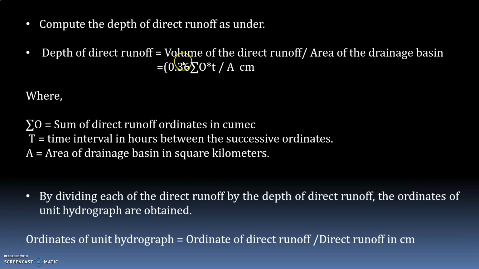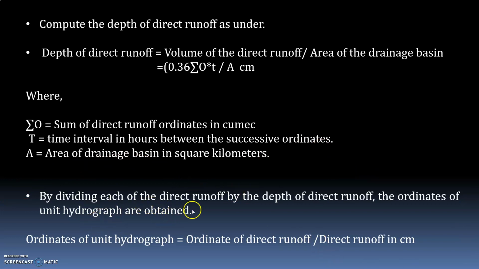Depth of direct runoff is equal to volume of the direct runoff divided by area of the drainage basin, that is equal to 0.36 into summation of O into T divided by A. This is in centimeter, where summation of O is the sum of direct runoff ordinates in cumec, T is the time interval in hours between the successive ordinates, and A is the area of the drainage basin in square kilometers.